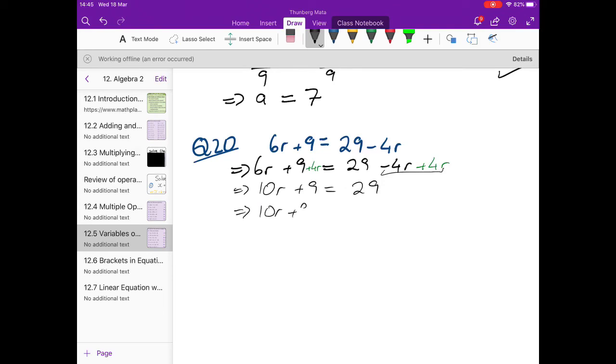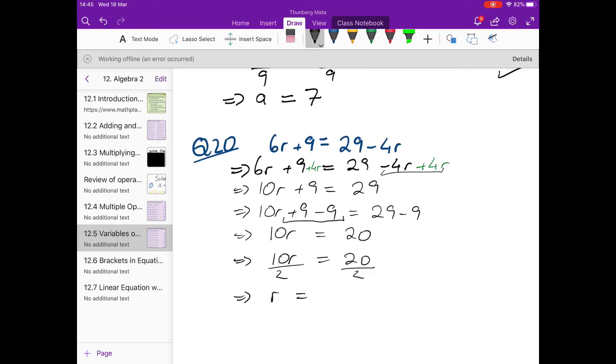Then I have 10R plus 9. I want to take 9 away. 29, take away 9. Now I'm left with 10R is equal to 20. Because again, these two cancel each other out. 29 minus 9 leaves me with 20. So I have 10R's is equal to 20. 10R's divided by 10, 20 divided by 10. That leaves me with R is equal to 2.